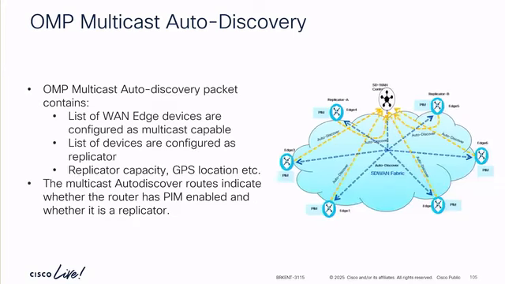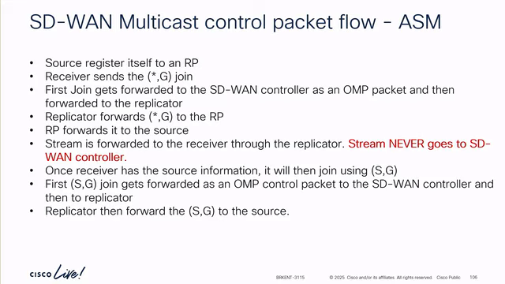So the multicast auto discovery message contains the information about which WAN edge devices are PIM enabled, which WAN edge device is the replicator, and what the GPS coordinates are for each WAN edge device, for when the multicast auto discovery message is being sent.